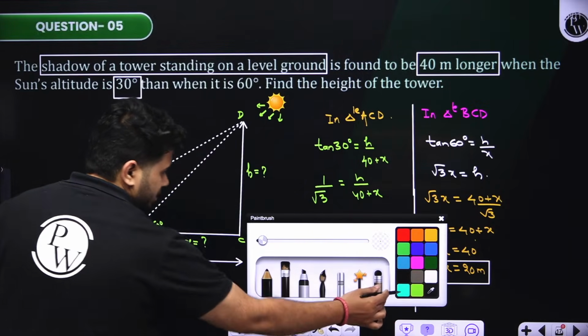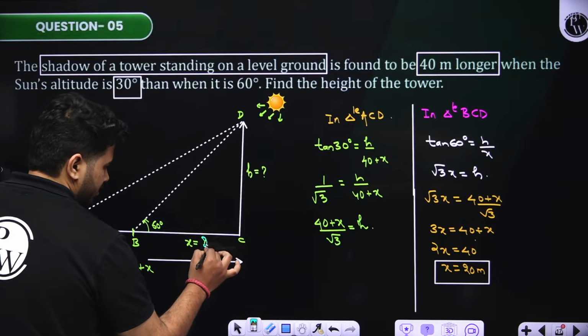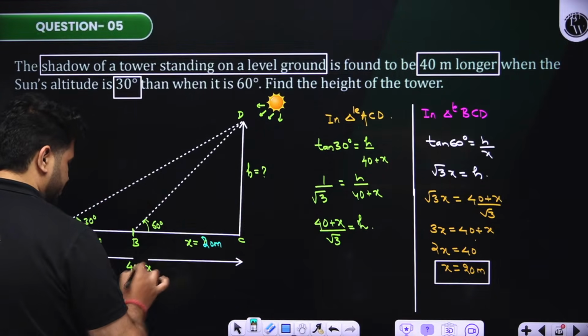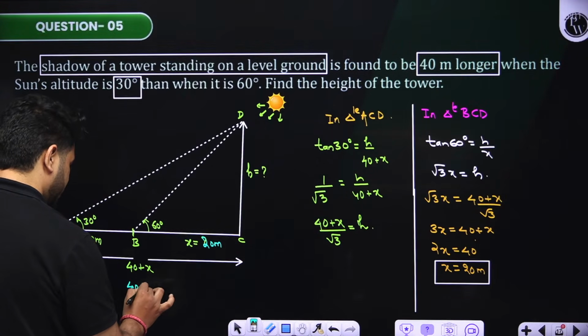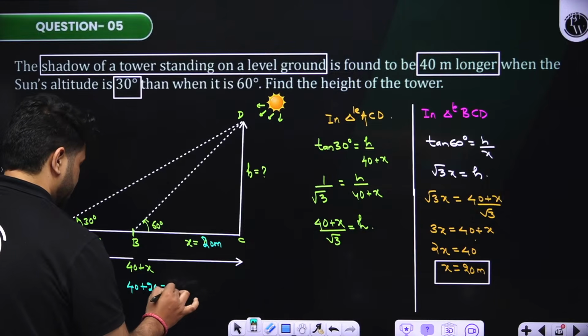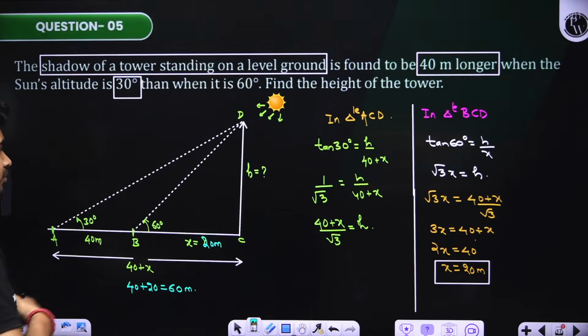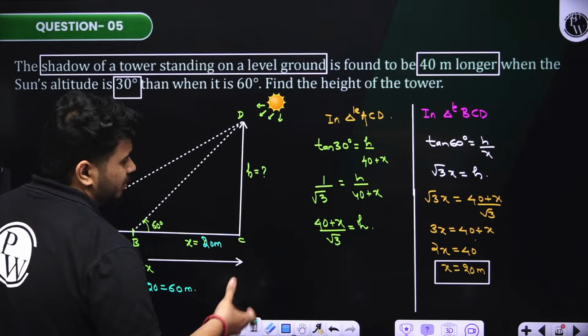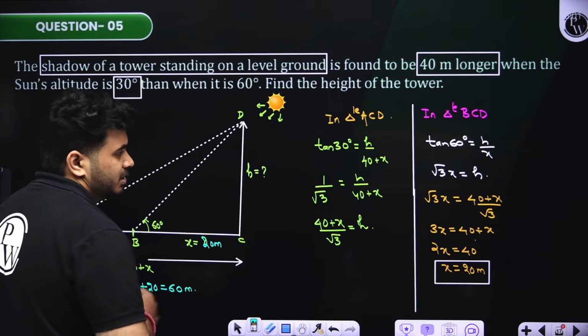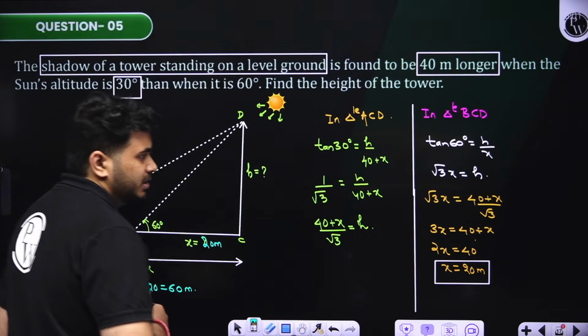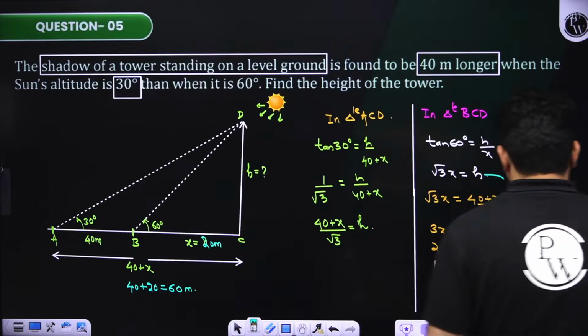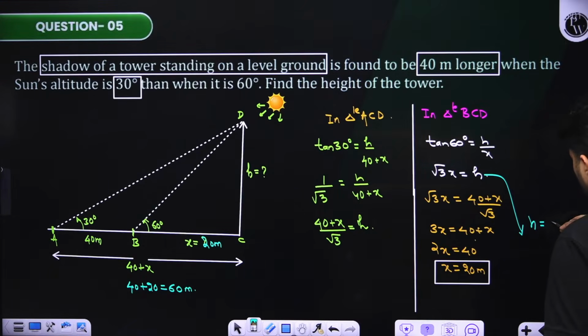Understood? This value is now 20 meters. If this is 20, this is 40 plus 20, which is equal to what? 60 meters. That is what they are telling. And now they are asking to find the height of the tower. If you substitute in any one equation, you will easily get the answer. Yes or no? So the height of the tower, h value will be equal to 20 root 3 meters. Okay. Fine.